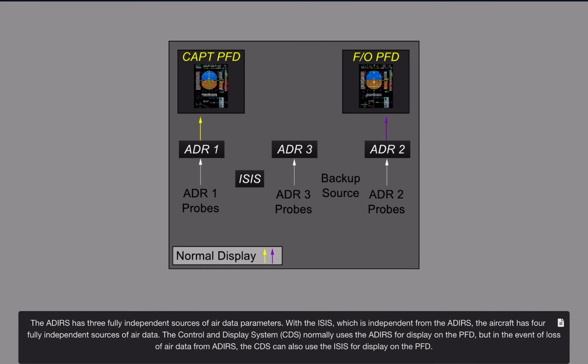The ADIRS has 3 fully independent sources of air data parameters. With the Integrated Standby Instrument System, which is independent from the ADIRS, the aircraft has 4 fully independent sources of air data. The Control and Display System, CDS, normally uses the ADIRS for display on the PFD, but in the event of loss of air data from ADIRS, the Control and Display System can also use the Integrated Standby Instrument System for display on the PFD.